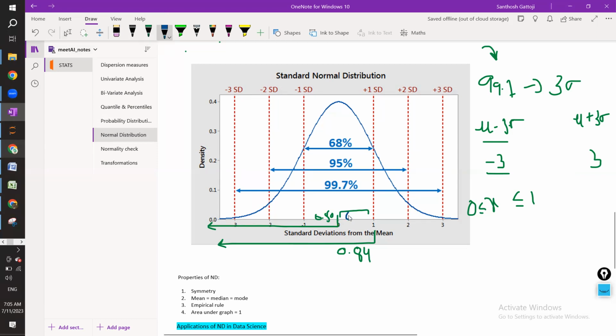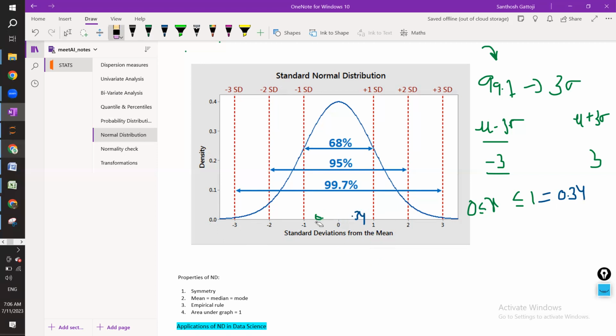So this is 0.34. What is 0.34? It is the probability, or the area, between 0 and 1. Are we good till this point? Did you understand why 0 to 1 is 0.34? Is it clear, guys? Okay, can you repeat again?